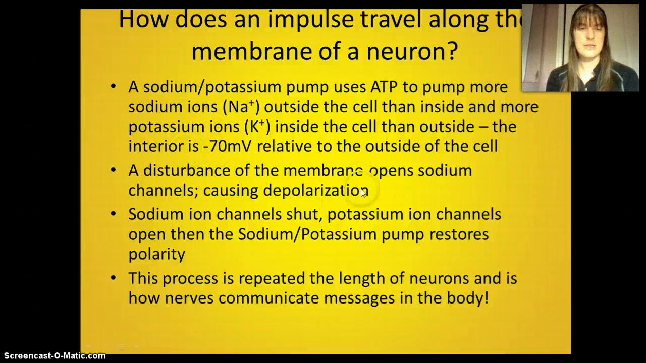We call that depolarization. Sodium ion channels are then going to shut, and the potassium ion channels are going to open. Then the sodium-potassium pump is going to restore that polarity. As this goes along the length of a neuron, that's how your nerves communicate messages in the body. I think it's pretty cool.